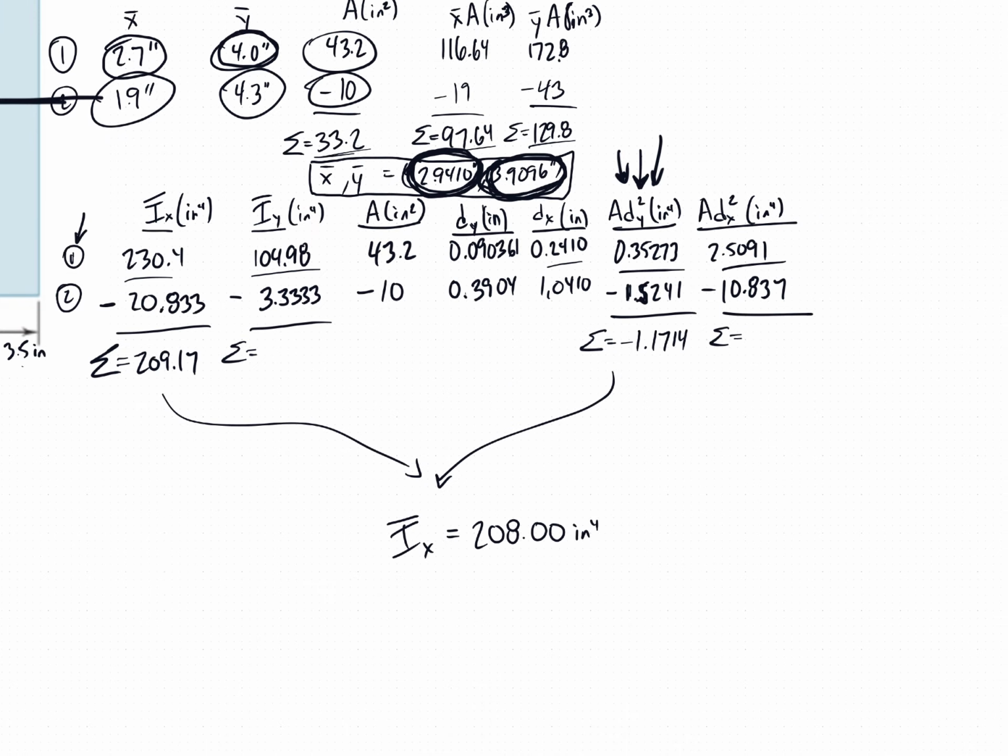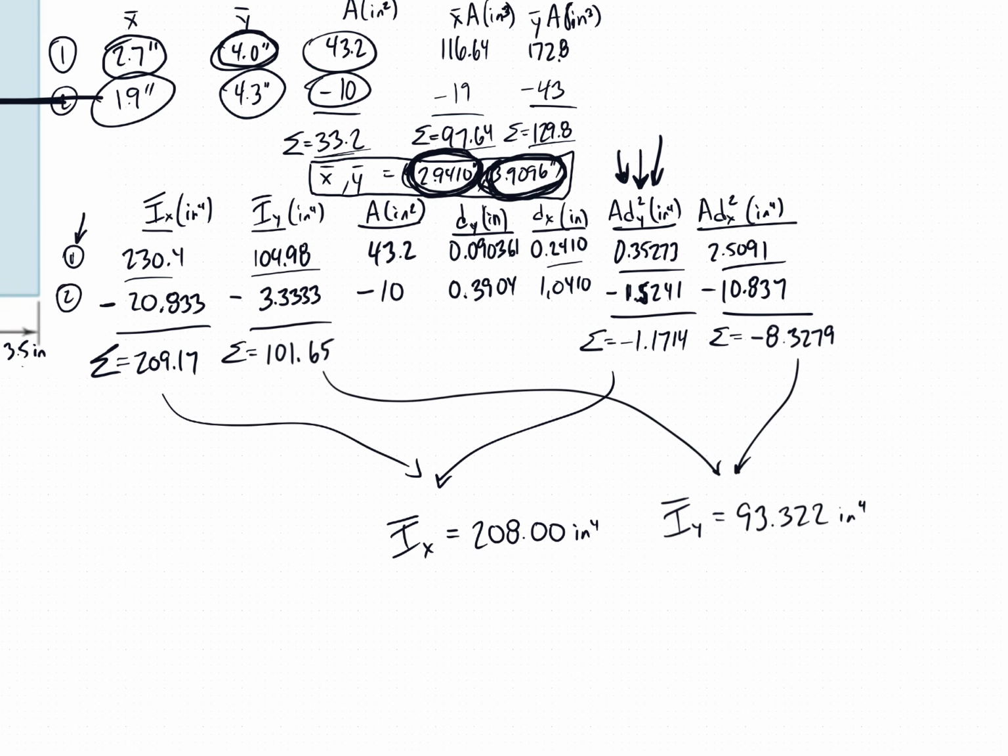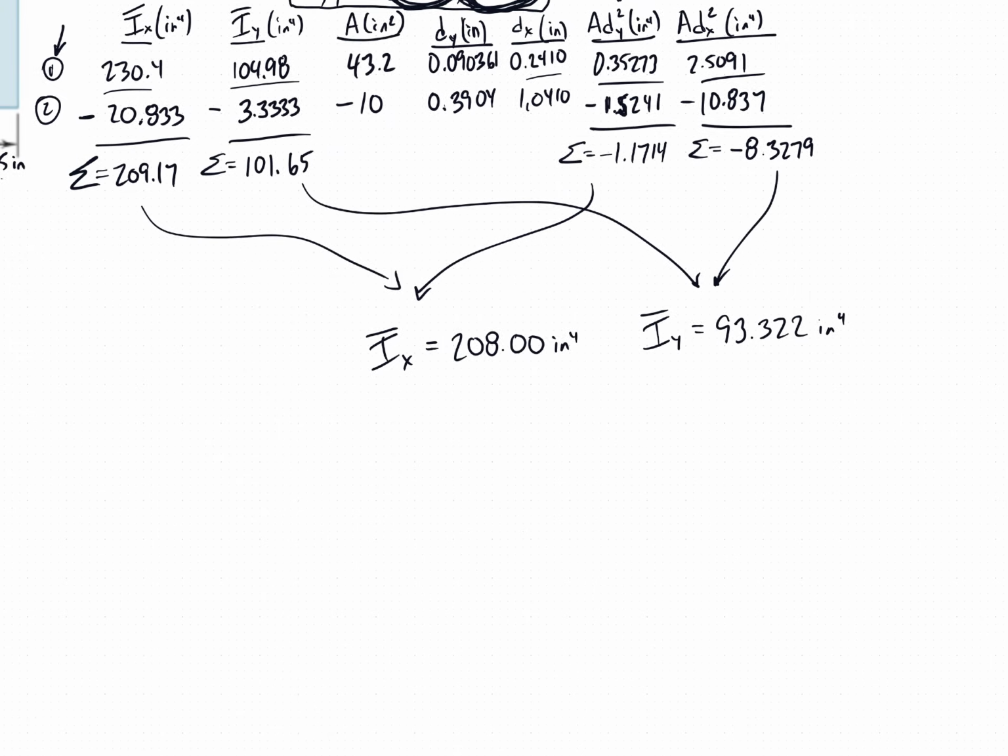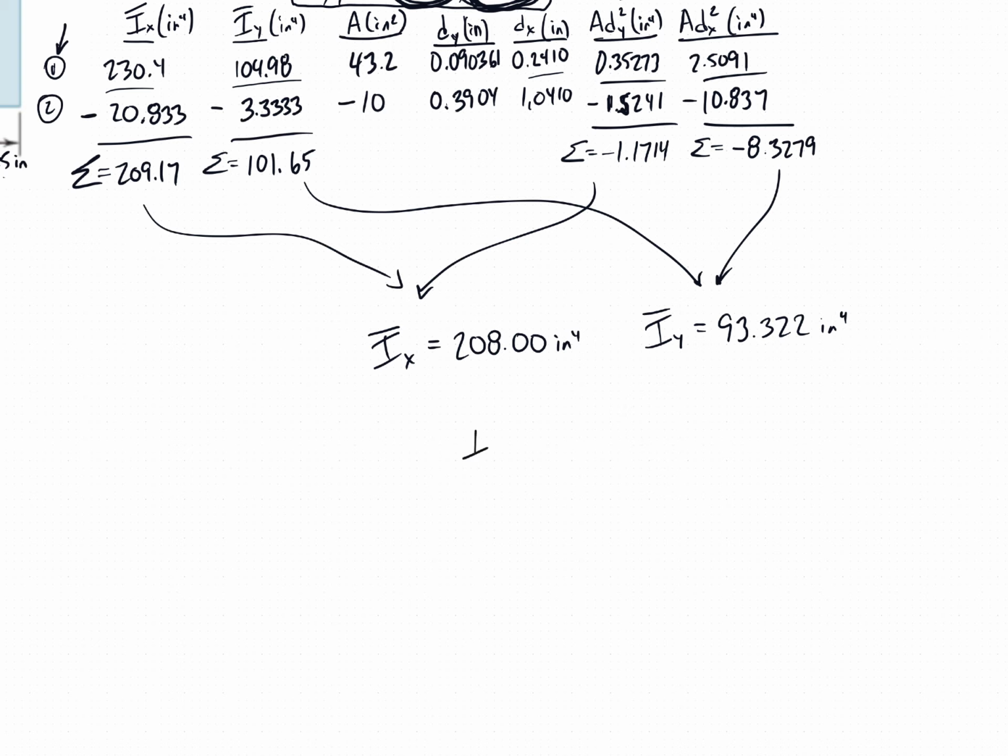Now we're going to do Iy for the whole shape. It's the same procedure, so I'm just going to pause it. And so we get a solution like that. Of course, we only want 3 sig figs, so Ix bar is 208 inches to the fourth, and Iy bar is 93.2 inches to the fourth.